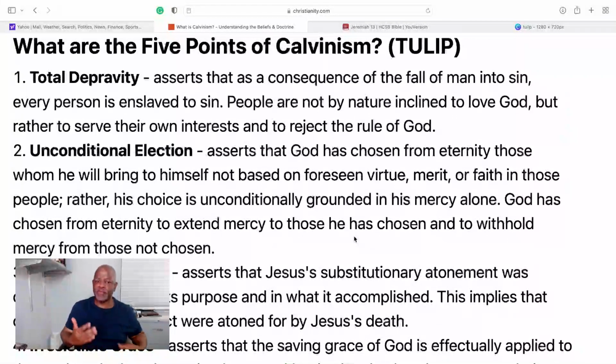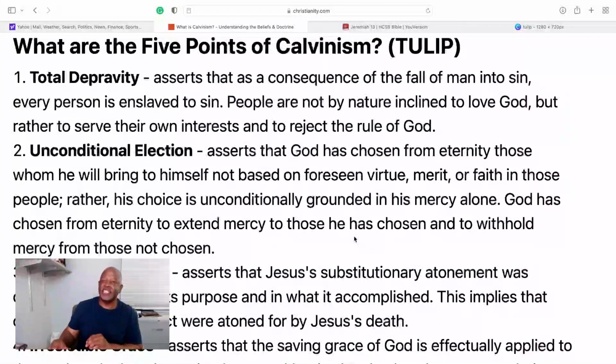Right now, what I'm really talking about and dealing with is, again, the method of how they interpret, because this is important. We'll come back to this and look and say, hey, look, this is unbelievable. So it says the consequences of the fall of man into sin: every person is enslaved to sin. People are not by nature inclined to love God, but rather serve their own interests and reject the rule of God. Now, that's true. We agree with that, but you have to go deeper. What they mean is that you cannot even will to do good. So therefore, you cannot believe, despite scripture telling us to believe, right?